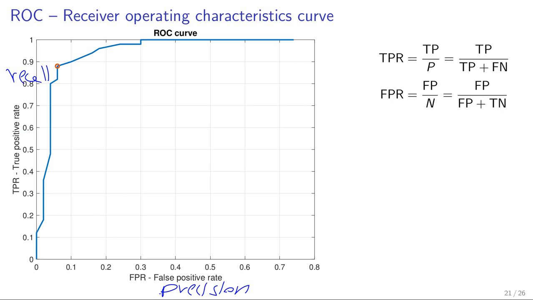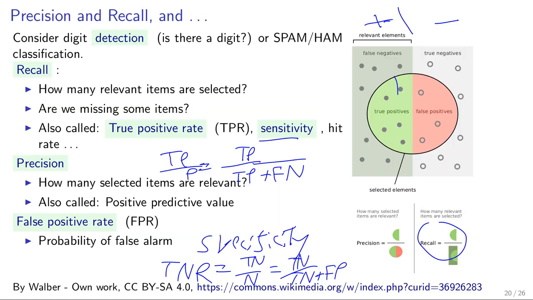Wait, this cannot be precision. Okay, so this is not precision. Sorry about that. The false positive rate is written as false positive over everything, which is false positive over false positive plus true negative. Okay, that's the false positive rate.